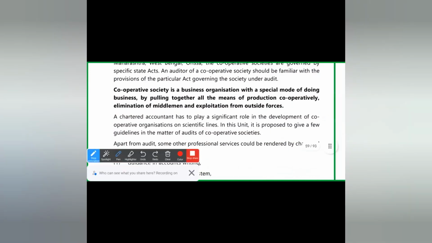A cooperative society is a business organization with a special mode of doing business by pooling together all the means of production cooperatively, eliminating middlemen and exploitation from outside forces. So a chartered accountant has to play a significant role in the development of cooperative organizations.